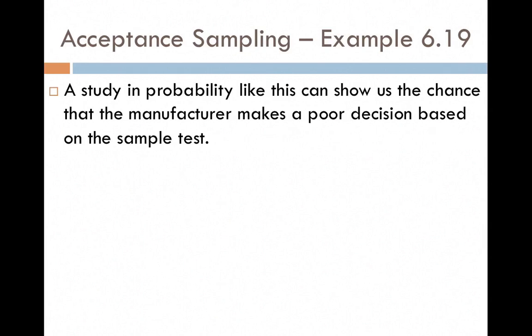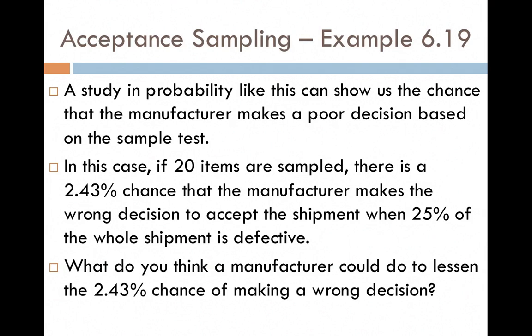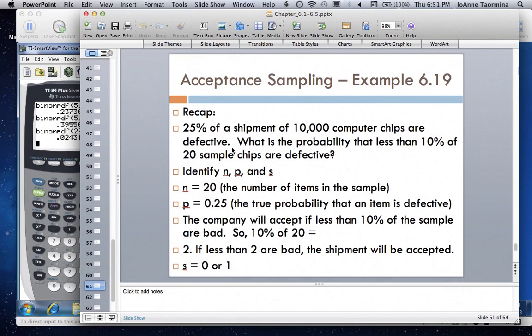A study in probability like this can show us the chance that the manufacturer makes a poor decision based on the sample test. It's possible that the manufacturer makes a bad decision, but our job is to hopefully lessen that chance. So in this case, if 20 items are sampled, there's a 2.43% chance that the manufacturer makes the wrong decision to accept the shipment when 25% of the whole shipment is defective. What do you think a manufacturer could do to lessen the 2.43% chance of making a wrong decision? Maybe somebody in the class would say, let's increase the size of the sample. So let's try it.